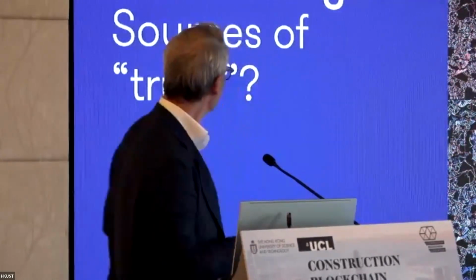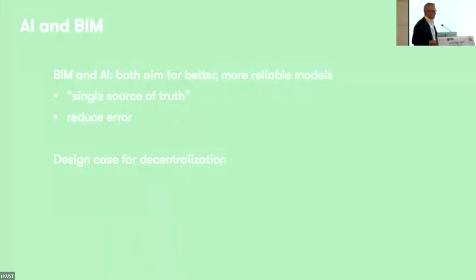I can use this, right? Now, there is a similarity between AI and BIM, because I think in general, both of them, we tend to aim for better and more reliable models. So the single source of truth we hear quite a lot. We want to reduce the error in those models, but potentially there are other ways of dealing with things. And I want to make a design case that tends toward decentralization. And some of the, I won't mention blockchain in particular, but some of the things that go along with that.